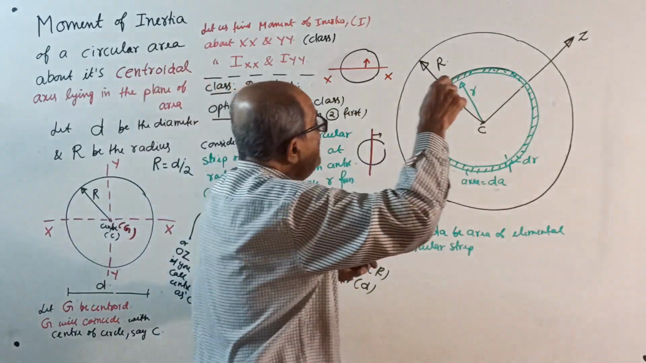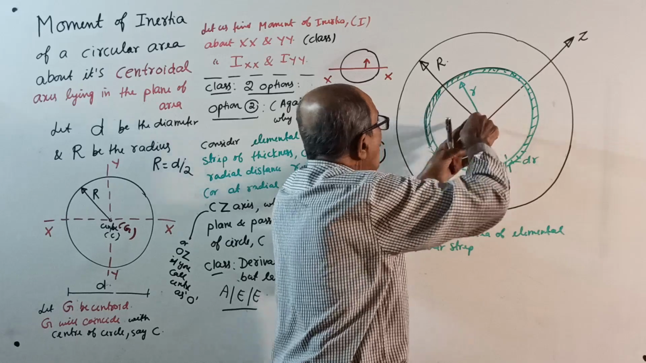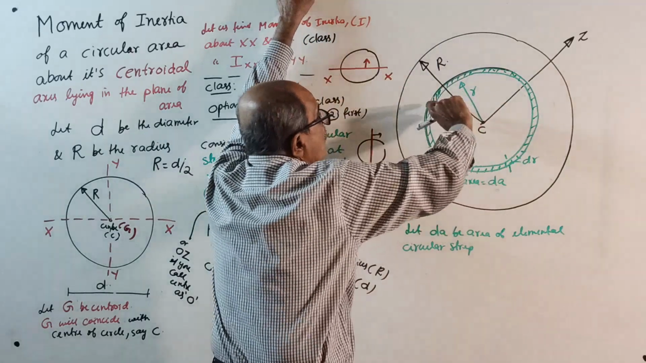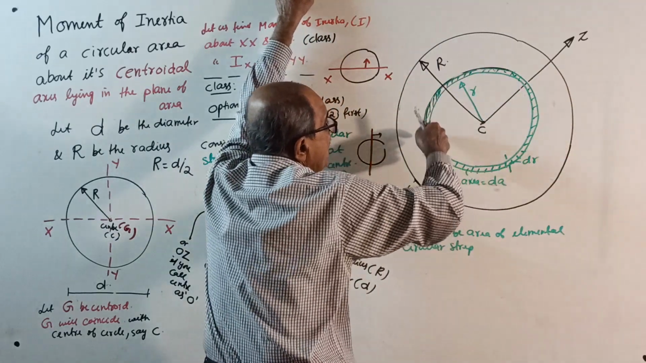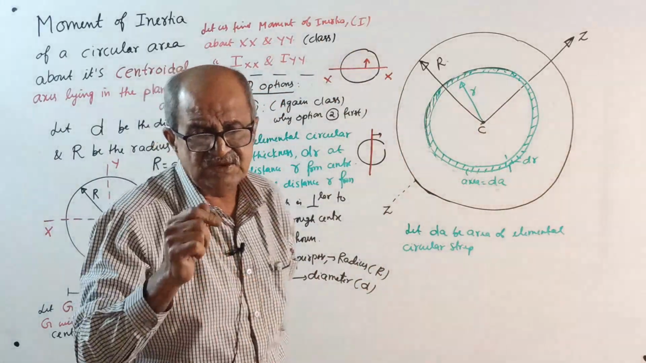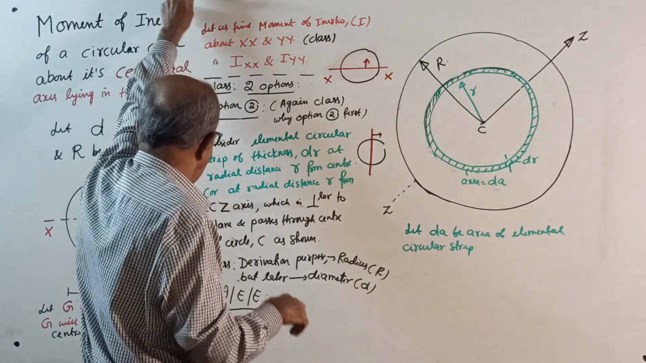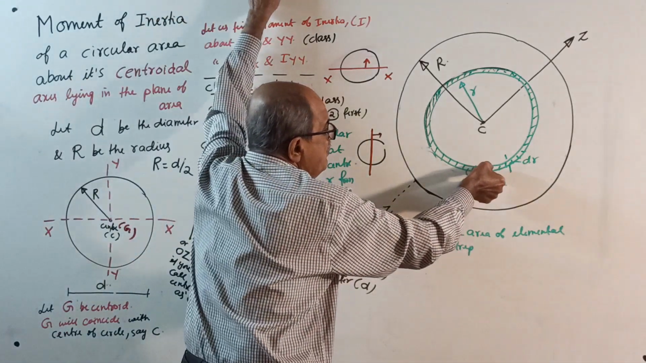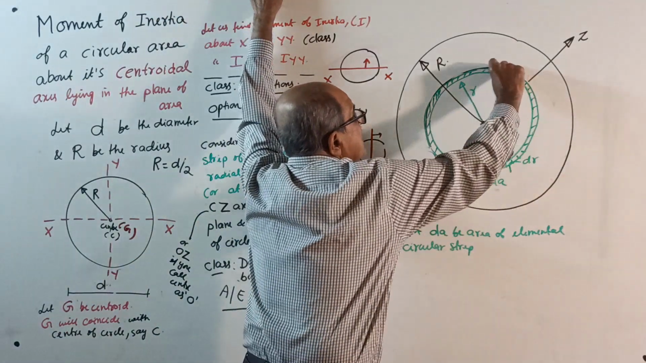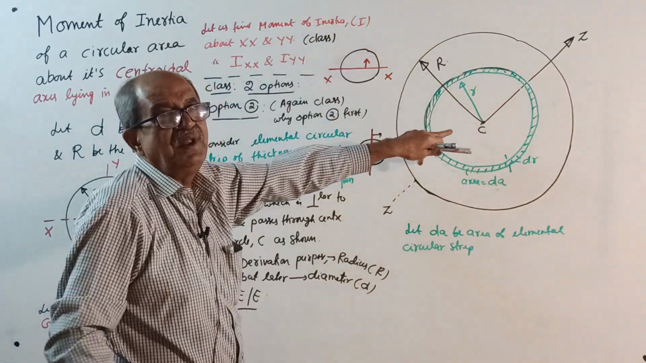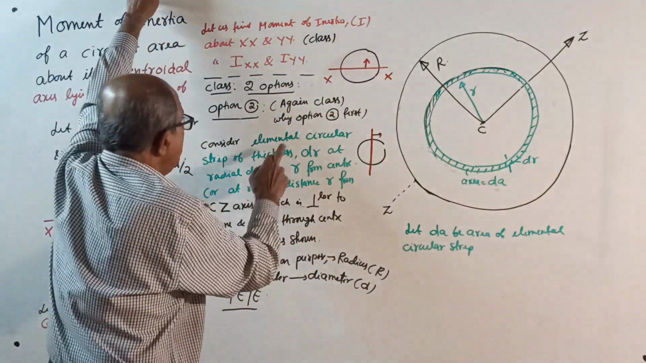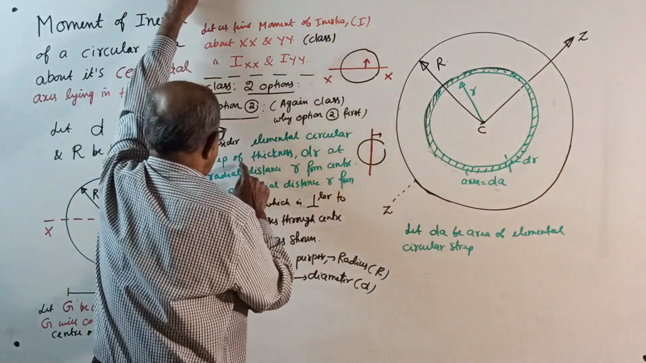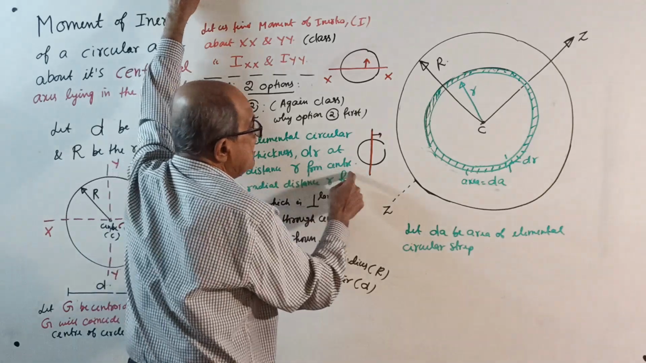We want the moment of inertia about the perpendicular axis, so we are going to consider a circular elemental strip. When I take a circular elemental strip here, you cannot consider XX or YY, because there is a reason. Consider a very, very thin elemental circular strip of thickness dr at radial distance r from center.